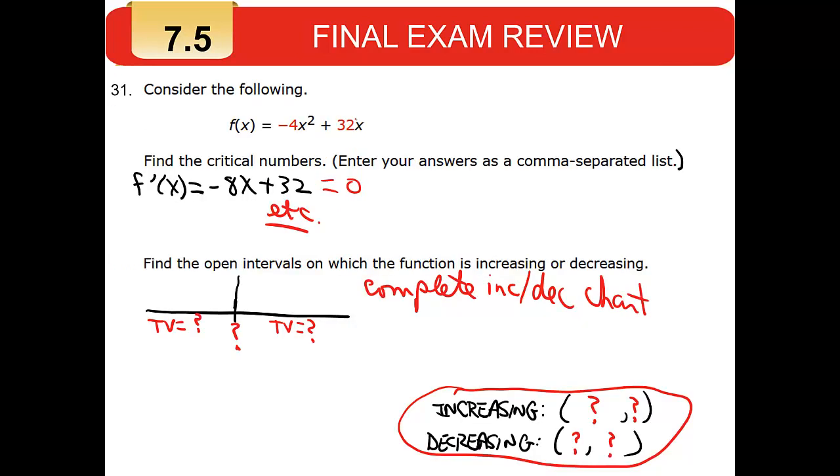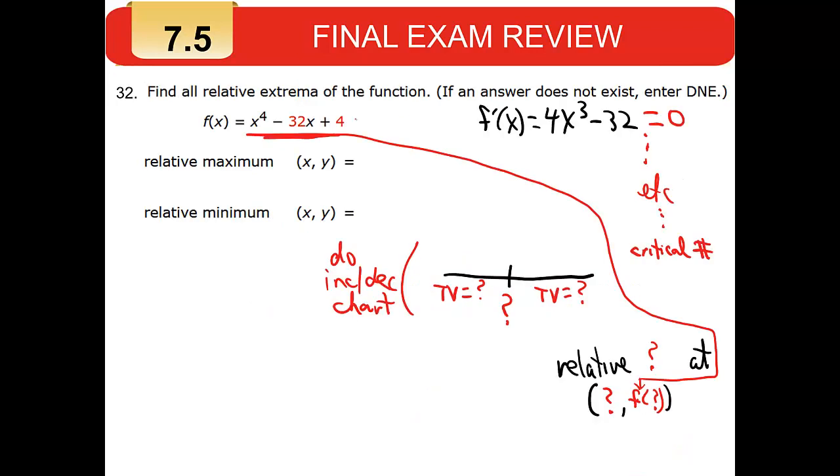This problem, again, asks you to find critical numbers. So you have to take the derivative, set it equal to 0, go through the process you've always done, create your increasing, decreasing chart, and so on and so forth. This one wants to find all relative extrema, so you know to take the derivative, set it equal to 0, find your critical numbers, test them out with your increasing, decreasing chart, and the same thing we've done in the past.